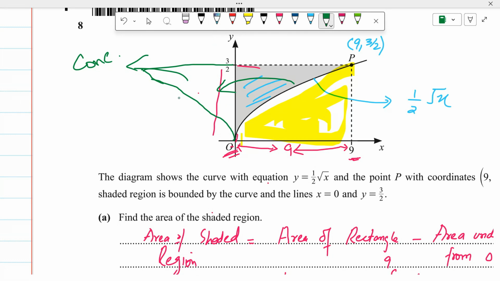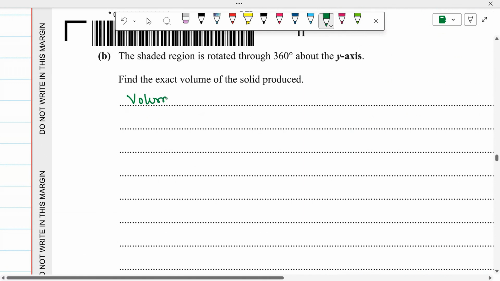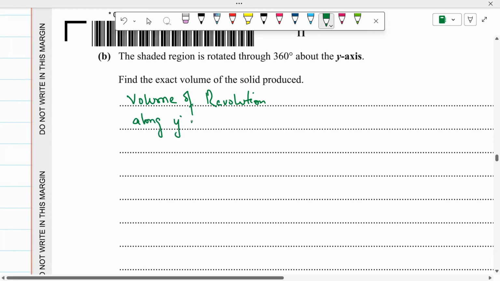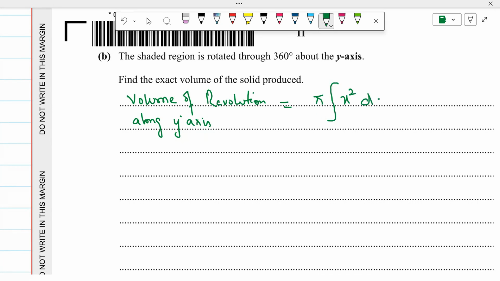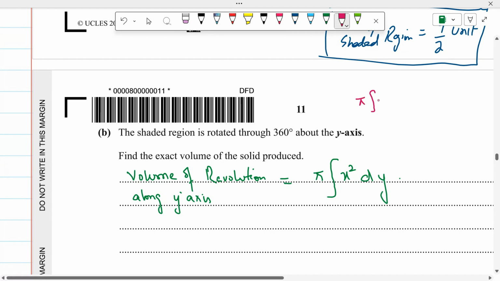This problem can be solved by the volume of revolution. We know that volume of revolution along the y-axis is equal to pi integration of x squared dy. You should remember that if you want to find volume of revolution along the x-axis, it will be pi y squared dx.